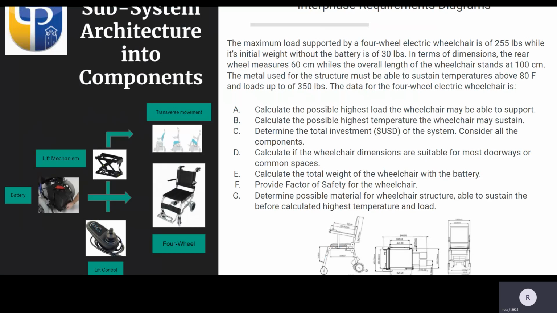For the interface required diagrams, we must calculate the possible highest load of the wheelchair, the possible highest temperature the wheelchair may sustain, the total investment of the system, and calculate if wheelchair dimensions are the most common for common spaces, for doorways, for vehicles. We must also calculate the total weight of the wheelchair with the battery, provide a factor of safety for the wheelchair and for the user to have, and determine possible materials for the wheelchair structures.